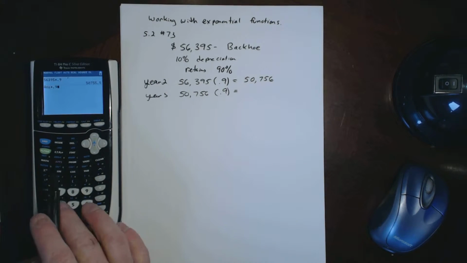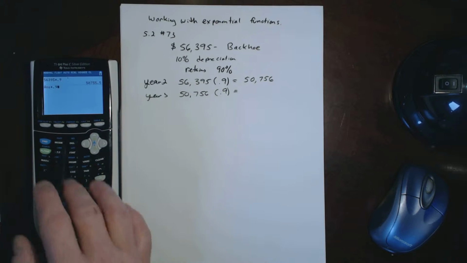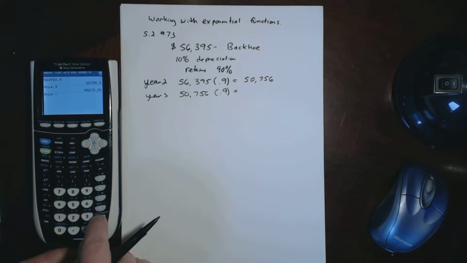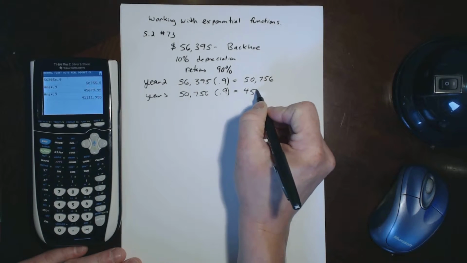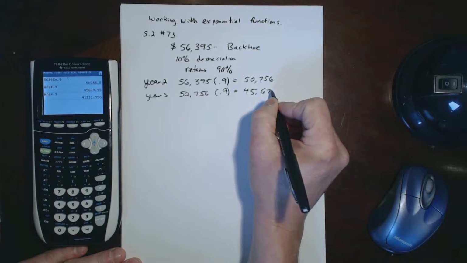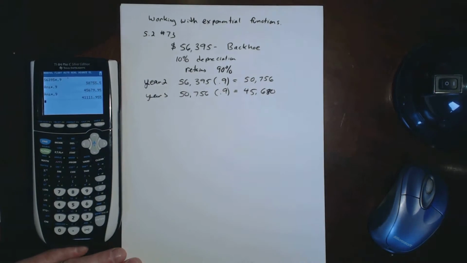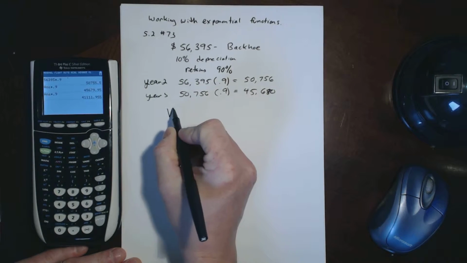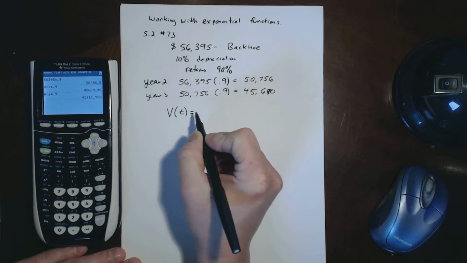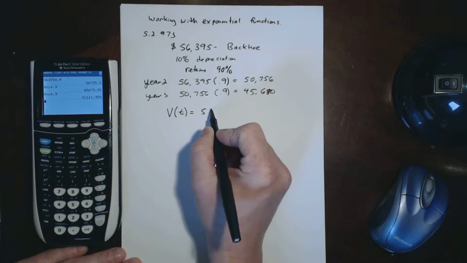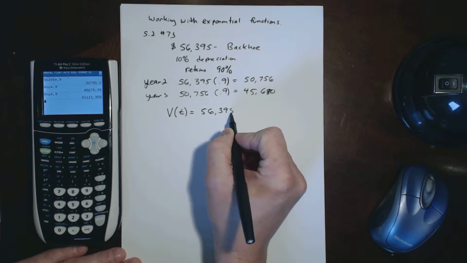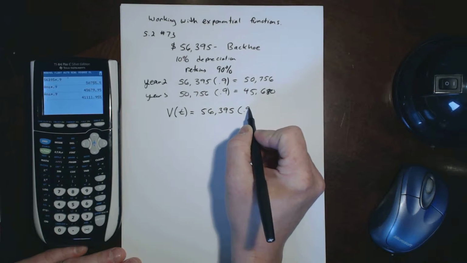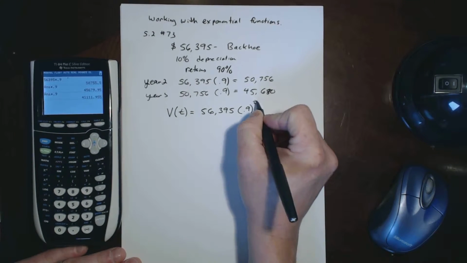On my calculator, I'm just going to say times 0.9, and it's going to retain my previous answer. And that gives me $45,680. We're multiplying by 0.9 every single time. If we want to build an equation as an exponential function, we can do this now. We can say that the value as a function of time is equal to my initial investment of $56,395 times 0.9 to the power of t.